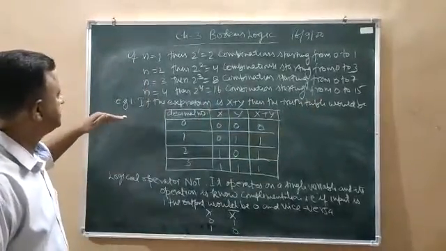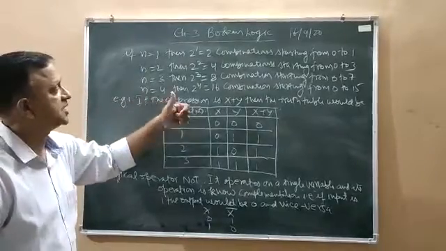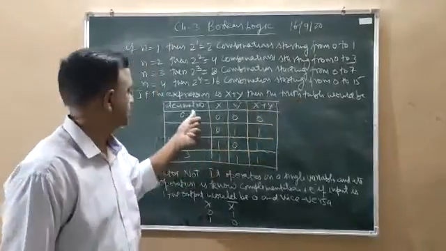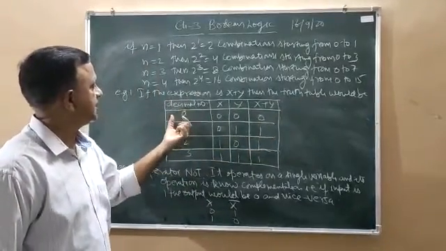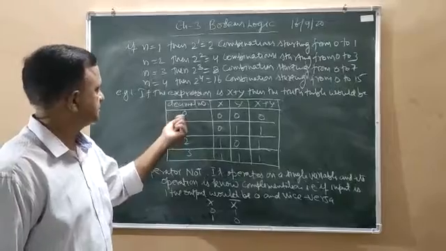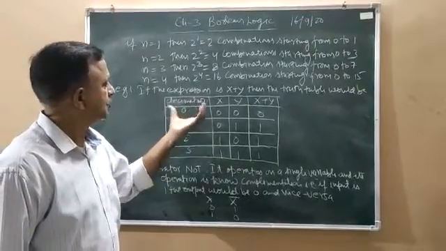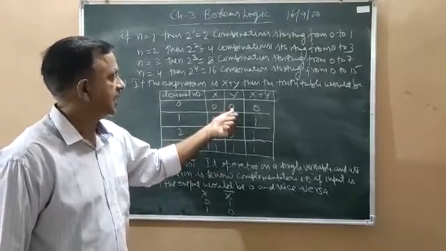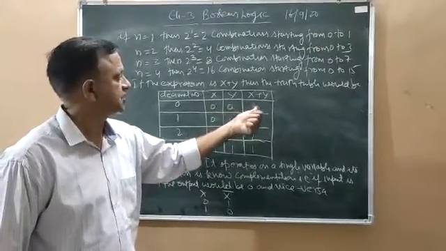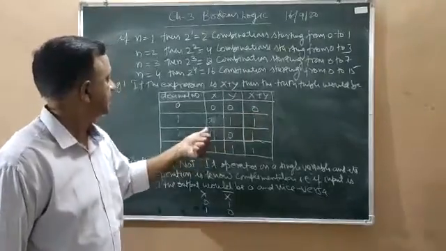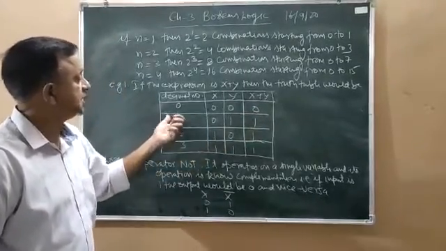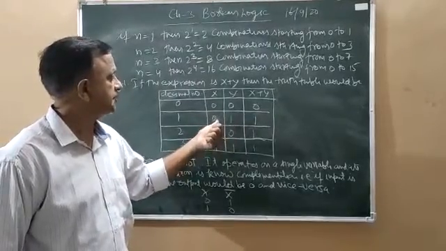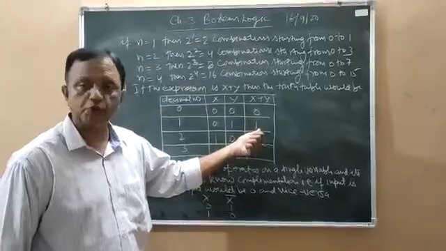Now we are taking one example. If the expression is x plus y, then the truth table would be as follows. That is, your decimal number 0, whose combination in two variable form would be 0, 0, and if we add 0 plus 0, then the output would be 0. Now for decimal number 1, the combination in two variable form is 0, 1, and if we add 0 plus 1, then the output would be 1.